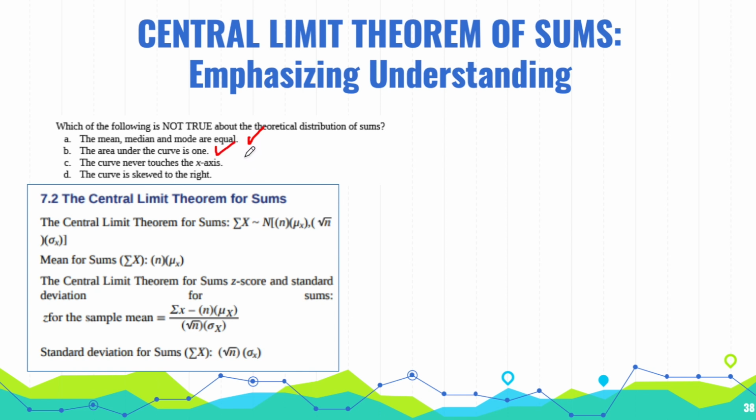The curve never touches the x-axis. Yes, again, this is true just by the definition of the shape of the normal distribution. It's always above the x-axis. D, the curve is skewed to the right. No, normal distributions don't have any skew.